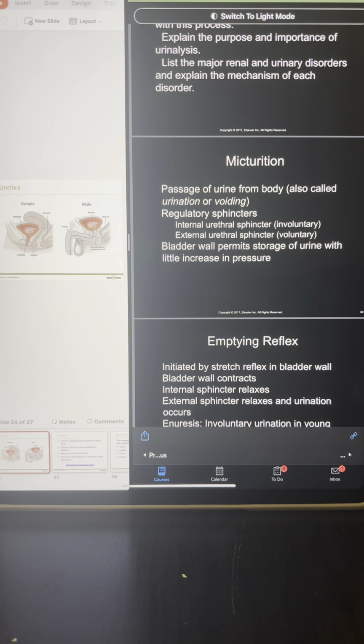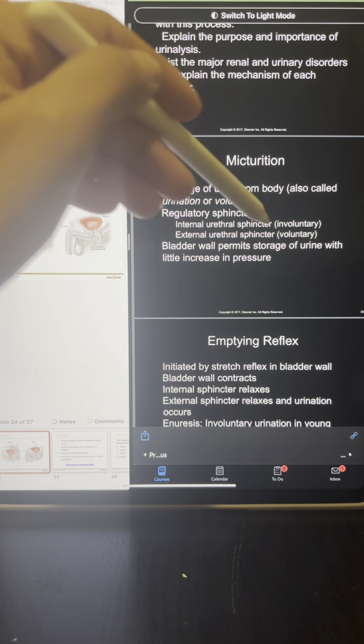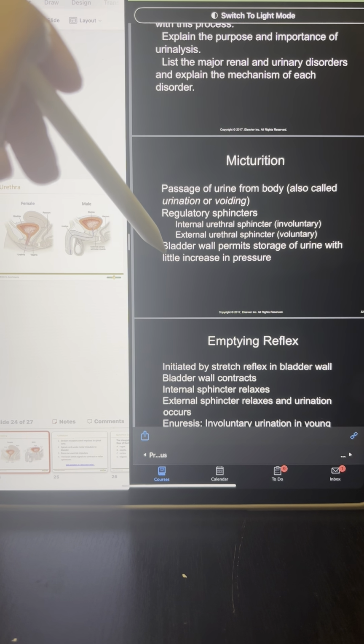Micturition. Passage of urine from the body, also called urination or voiding. It is the act of peeing. I think I said that in the beginning. The act of urinating, the act of voiding, the act of peeing. Micturition. Regulatory sphincters, internal, we just went through there. Your internal is involuntary, your external is voluntary.